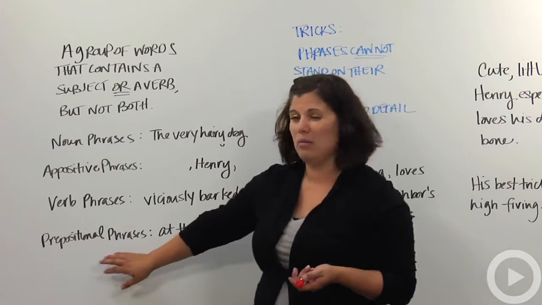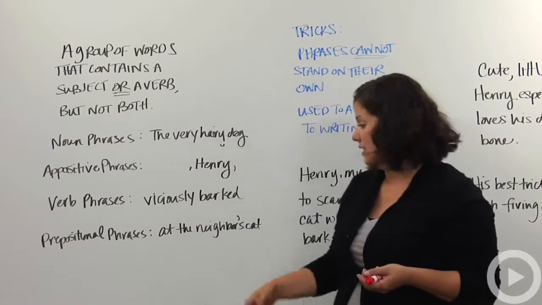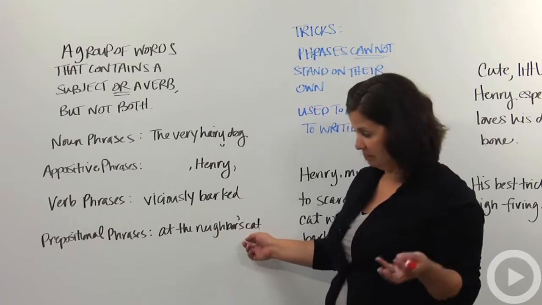And then finally, probably the most often used type of phrase is a prepositional phrase. And that is a preposition followed by its object. So we've got at the neighbor's cat.